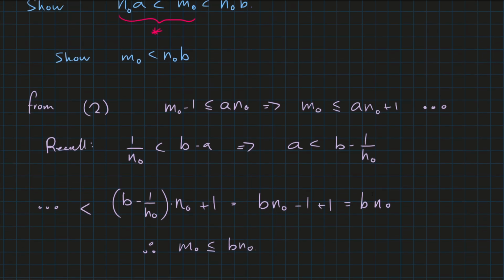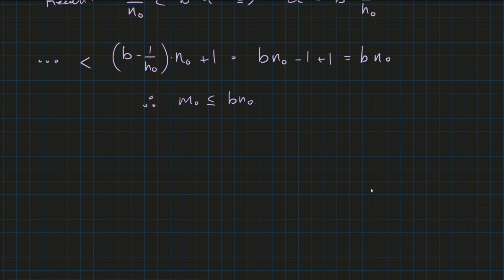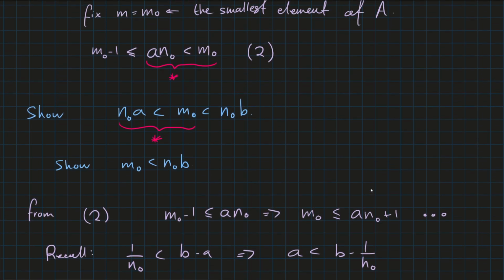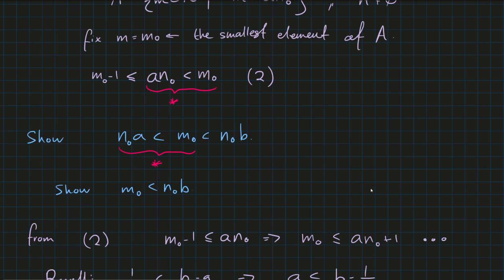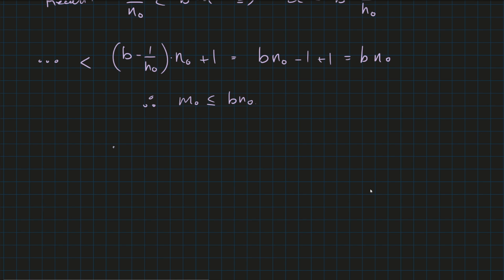It's kind of just like shuffling around some inequalities, right? But we have that, and as I said earlier, we also have that a n naught is strictly less than m naught. So therefore, we have that the number m naught over n naught is strictly between a and b. And so we've seen how to construct it.